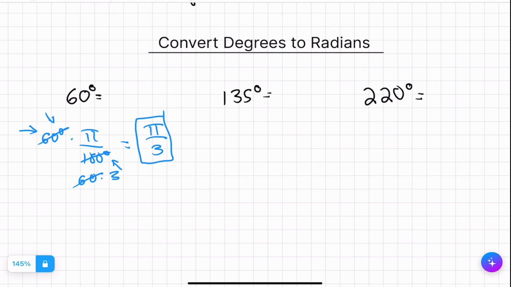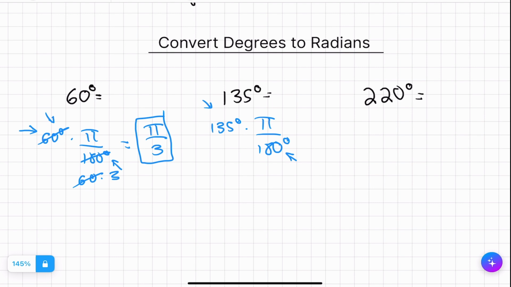Now let's convert 135 degrees to radians. We'll rewrite our 135 degrees, and we'll multiply by pi over 180 degrees. Remember, we always want our degrees in the numerator and in the denominator so that we can cancel. We've set up our problem correctly, so we can start canceling. 135 can't go into 180 equally, so it's a little trickier to know what to break our numbers apart into. But if you know your divisibility rules, it shouldn't be a problem for you.